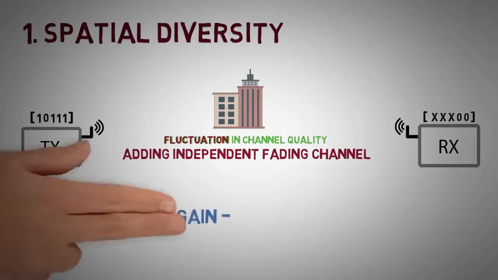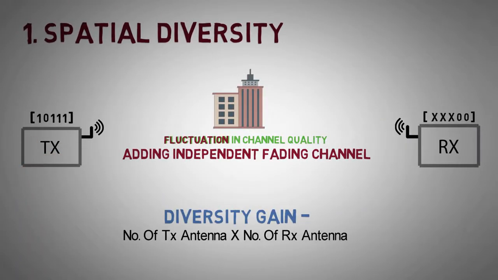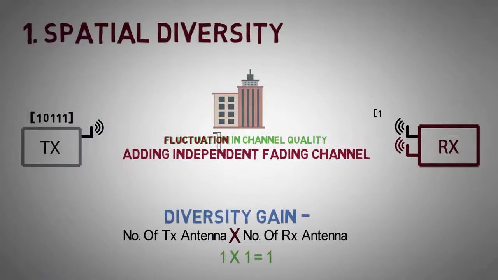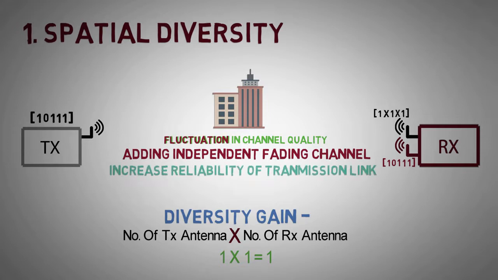Here diversity gain is defined as the number of transmitting antennas times the number of receiving antennas, which is equal to 1. Let us increase the number of receiving antennas by 1. The chances of proper delivery of the data across the two links are very high. Thus, the additional fading channel increases the reliability of the overall transmission. Here diversity gain is 1 times 2, which is equal to 2.